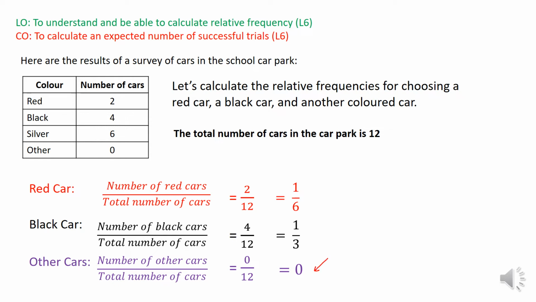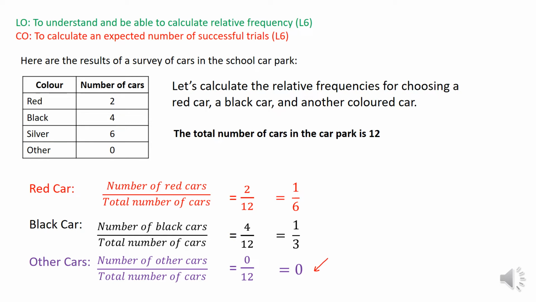So if you were to try and use this experimental frequency as a probability, you would be operating on the assumption that there are no other cars. There are only silver, red and black cars, because with this, the probability is 0. This is just because we've got a very small sample size. We've only got 12 cars.